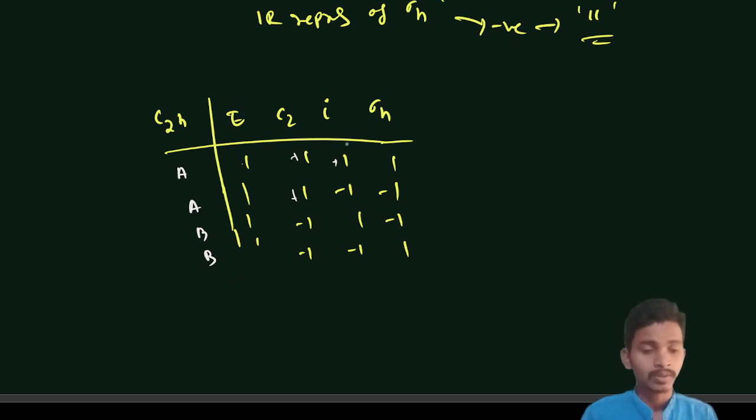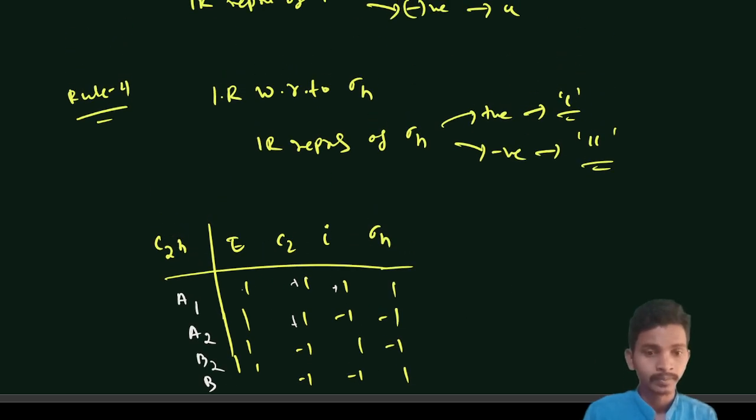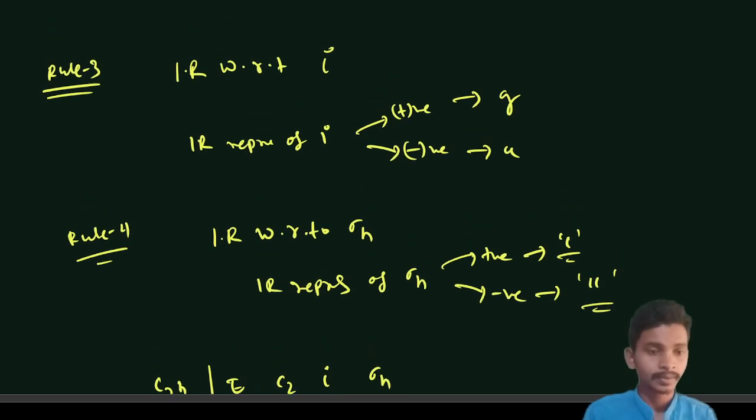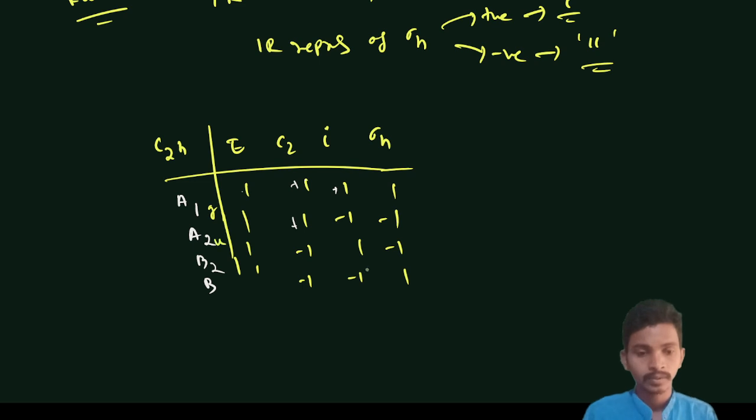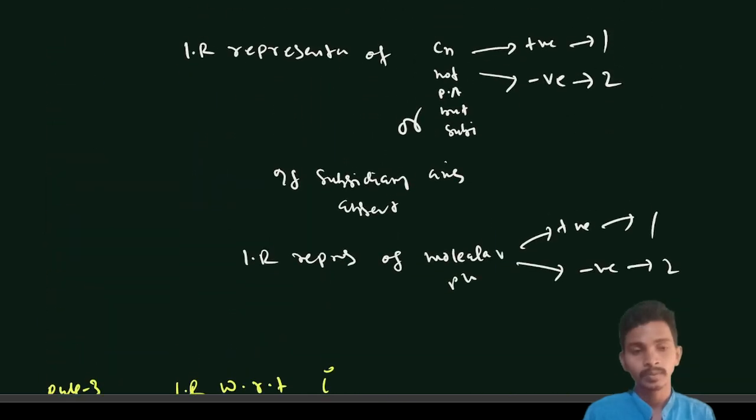After that you have to look at the subsidiary axis, but the subsidiary axis is not there. After that we have to look at the molecular plane, and the molecular plane is sigma h, so this will be 1 and this will be 2, and this will be again 2 and this will be 1. Now we will look for I. If I is there and positive, then it will be G, and if it is negative, then that will be U, and this is positive, then again G, negative, then again U. Like this we have to represent.